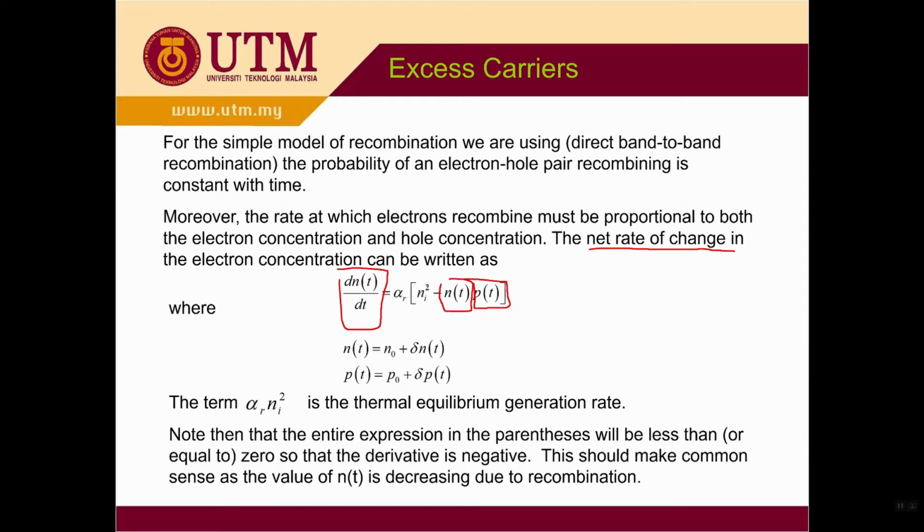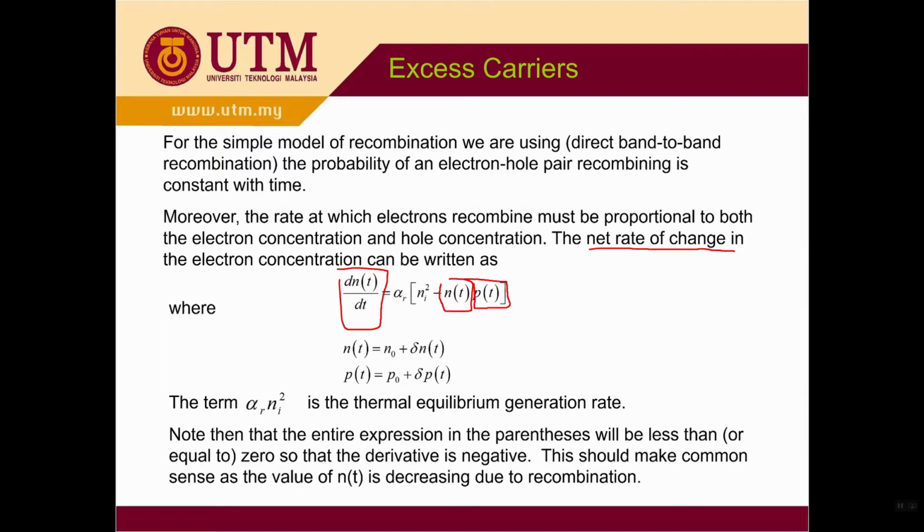Then you have n_i squared. You already know what n_i squared is. The n(t) here is the thermal equilibrium concentration plus the excess electrons, and p(t) is the thermal equilibrium hole concentration plus the excess holes. When you multiply them together, you get this term, alpha n_i squared, which is the thermal equilibrium generation rate. Note that the entire expression in the parentheses will be less than 0, so that the derivative is negative. This makes common sense as the value of n(t) is decreasing due to recombination.